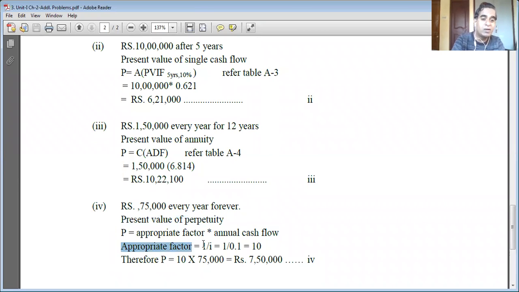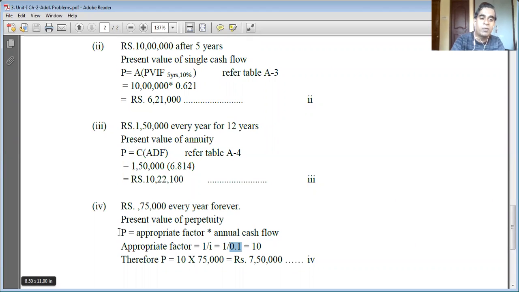As we have learned, you can simply obtain it by dividing 1 by small i, which is the rate of interest. So the rate of interest is 10%. I told you, 10 divided by 100 will give you 0.1. So I'll write the equation as 1 divided by 0.1, which gives you the answer of 10. So the appropriate factor is 10.